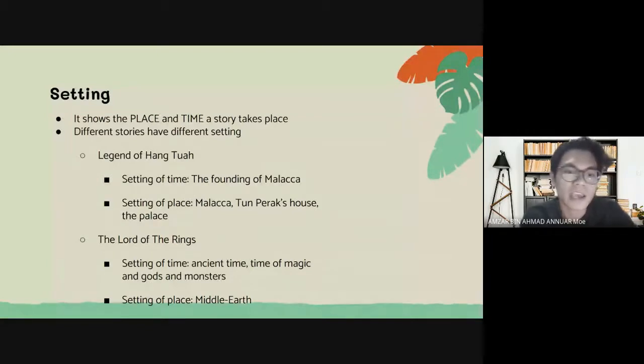Okay. The setting of place, it takes place in Middle Earth. Okay, nama tempat tu, nama bumi masa tu adalah Middle Earth. Okay, so it takes place at Middle Earth. Kalau ditanya lagi, what are other setting of places that you know in the story The Lord of the Rings? Maybe you can talk about Mordor, you can talk about Minas Tirith and etc. Tempat-tempat dia perang tu dekat mana? Dekat Mordor dan dekat Minas Tirith.